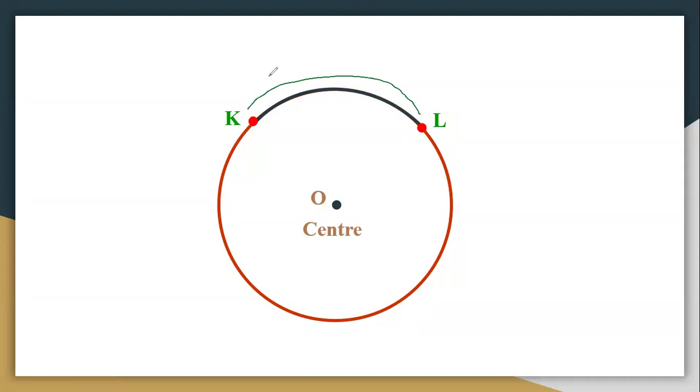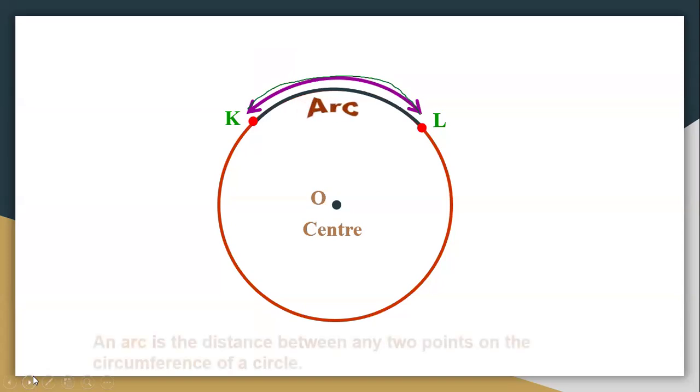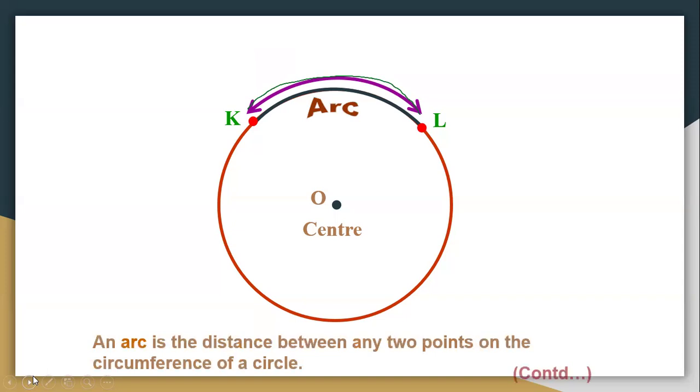So how do we call that part on a circle, from point K to point L? Which special name do you think we give? Okay, very good. Daniela said an arc. Victor, yes, that is what we call an arc. An arc is that curved part on a circle. So an arc is the distance between any 2 points on the circumference of a circle. Then it is from here that now I'm going.